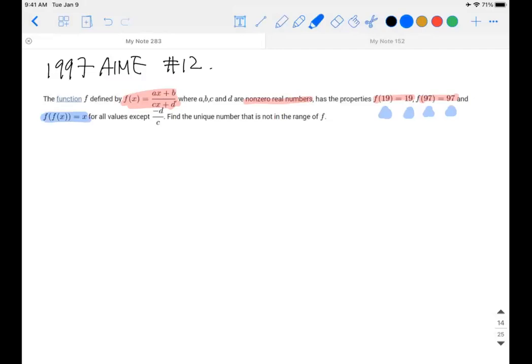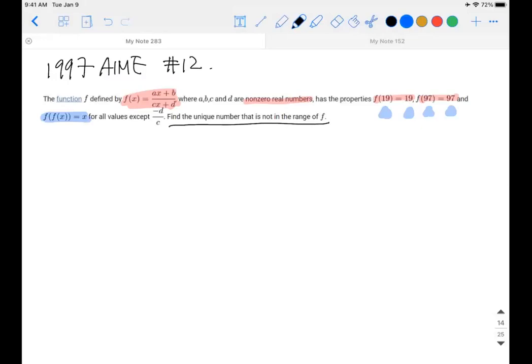Then find the unique number that is not in the range of f. What does this sentence mean? The unique number which is not in the range of f(x). It looks like the range of f(x) is super big, right? It basically covers everything. Only one number is not in the range. Is that right? Let's just try to find out that number.